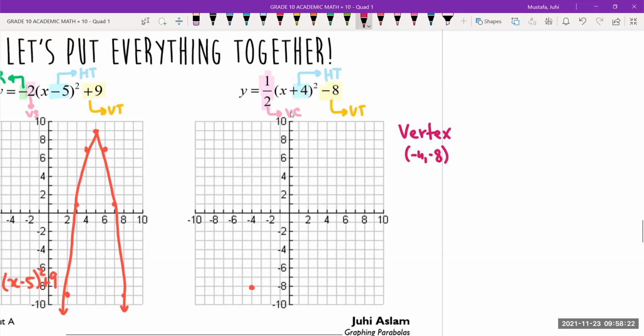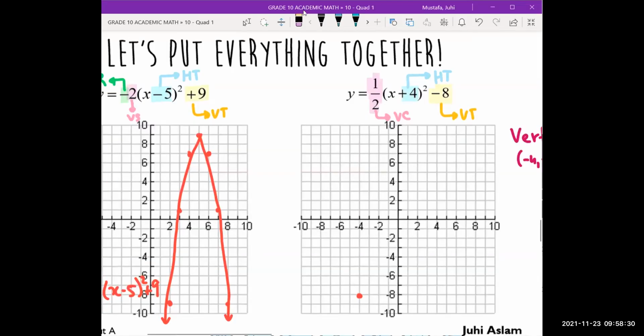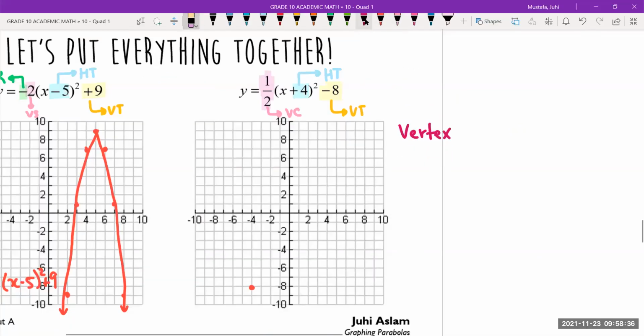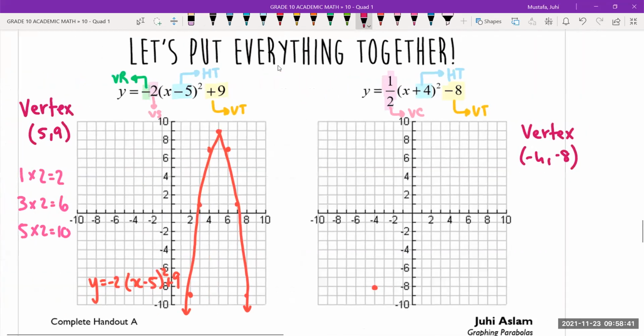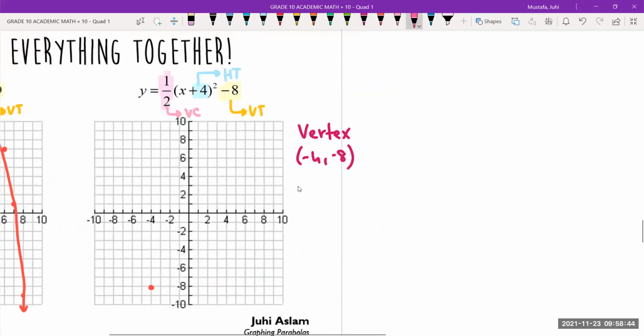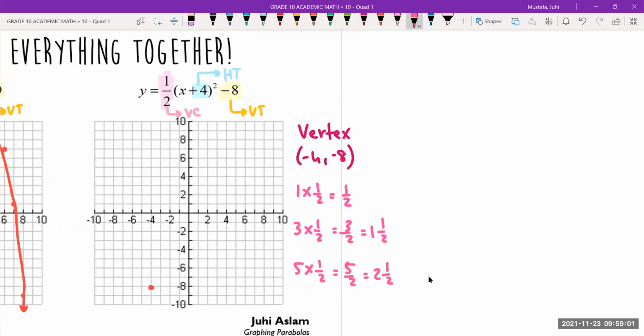And how did we know that? Well, we know we're moving from the origin, we're moving 4 units to the left, then we're moving 8 units down, and that's where it lands us. We also realize that our step pattern is going to be changing because there's a half there. So just like before, we're going to go 1 times a half, which is a half. Then 3 times a half, which is 3/2, which is 1.5. And 5 times a half, which is 5/2, and that is 2.5.